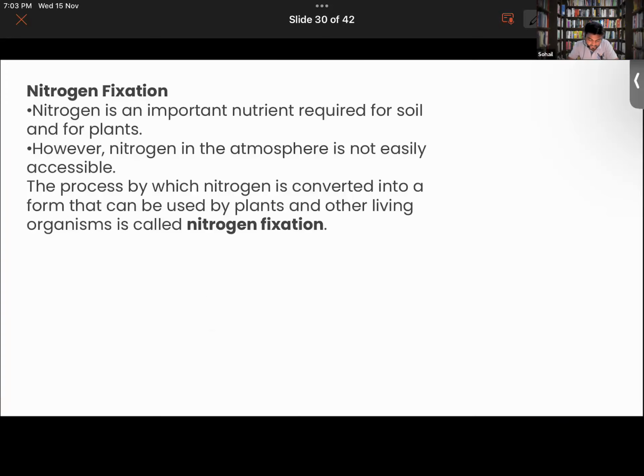Okay, so now let's understand how nitrogen fixation is basically being done by this bacteria. Nitrogen is an important nutrient required for the soil. The nitrogen that is in the atmosphere cannot be taken up easily, so it has to be converted into a form that can be used by the plants. The process of fixing atmospheric nitrogen into the soil, thereby the term fixation here, is nitrogen fixation.